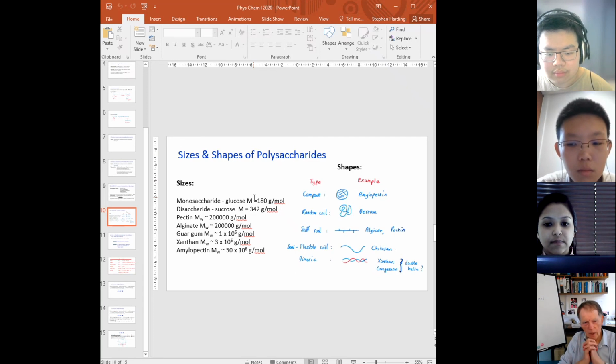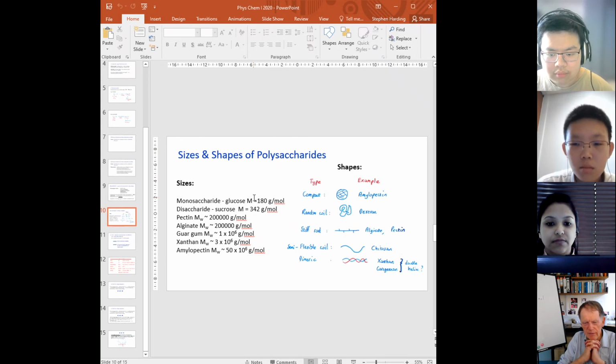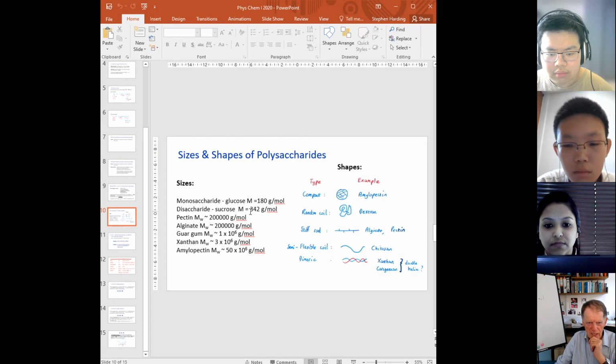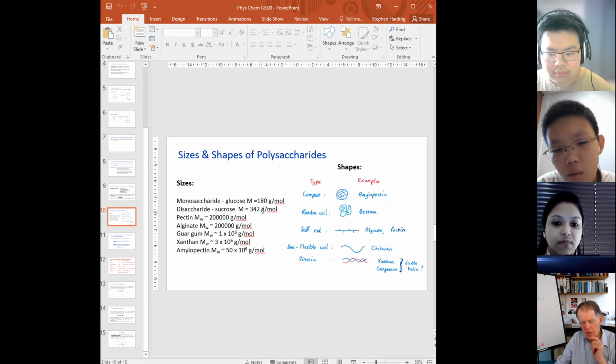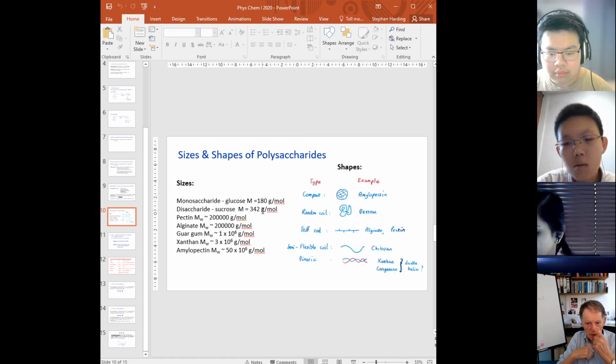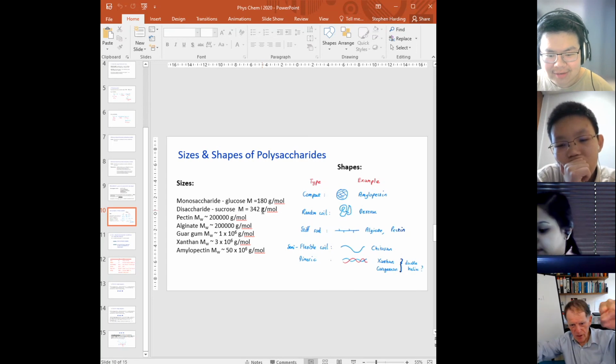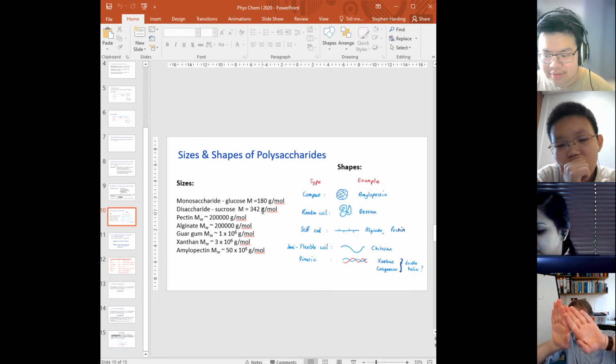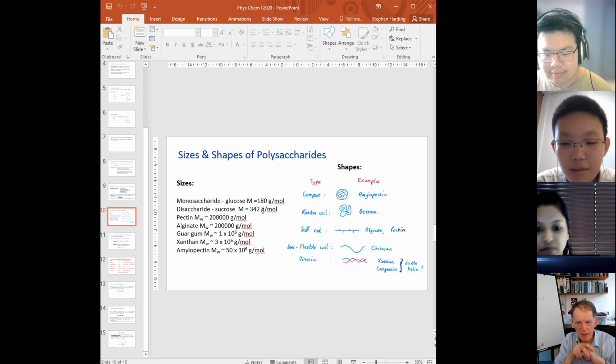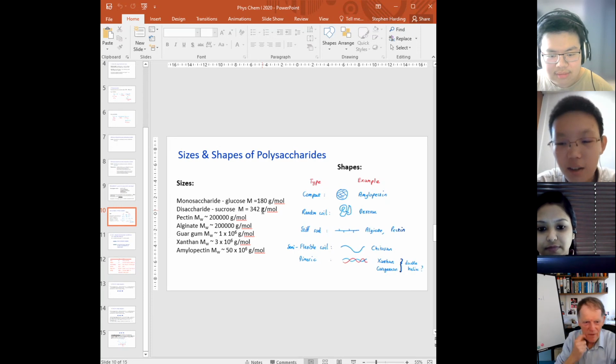So the molecular weight of sucrose, what's 2 times 180? 360. So is this a mistake? 342? Why isn't the molecular weight of a disaccharide, 2 sugar molecules come together, 360? When 2 molecules come together to form a glycosidic bond, a water molecule is released. Yeah, and a water molecule has a molecular weight of 18. Yeah, that's good.